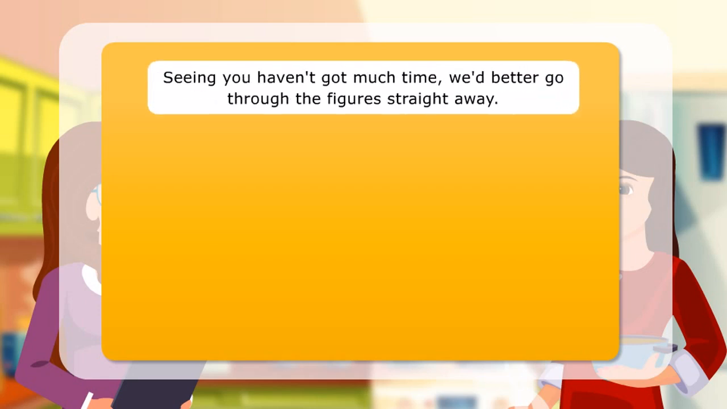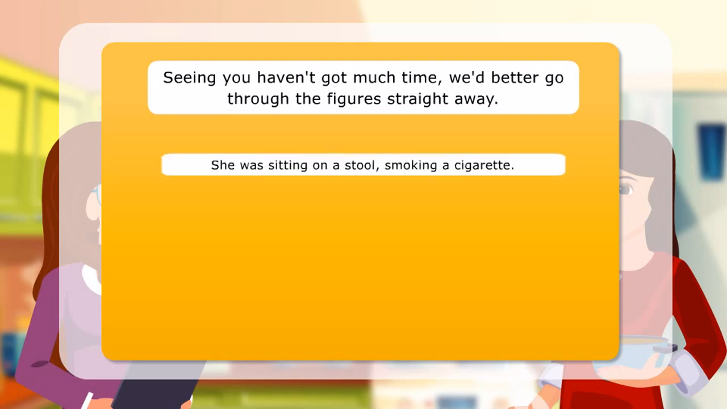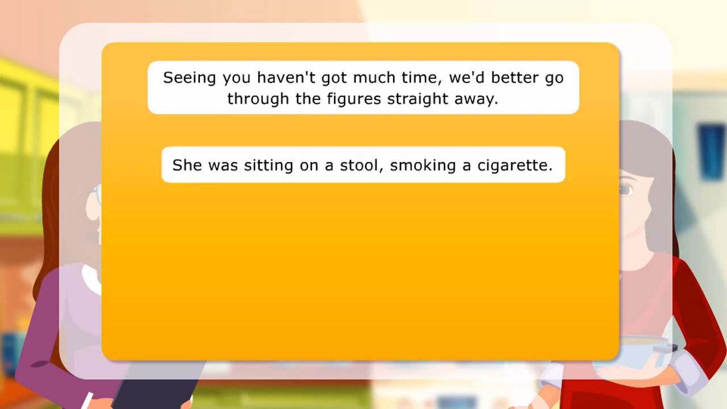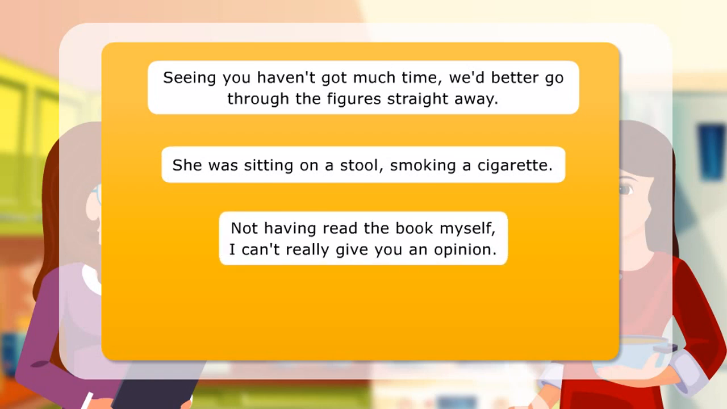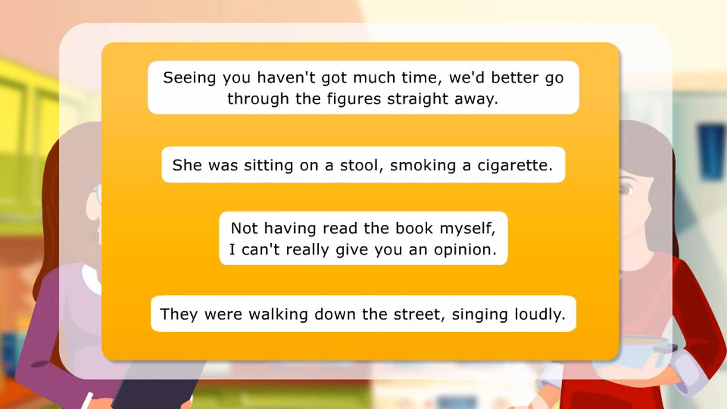Here are some more examples. Seeing you haven't got much time, we'd better go through the figures straight away. She was sitting on a stool, smoking a cigarette. Not having read the book myself, I can't really give you an opinion. They were walking down the street, singing loudly.